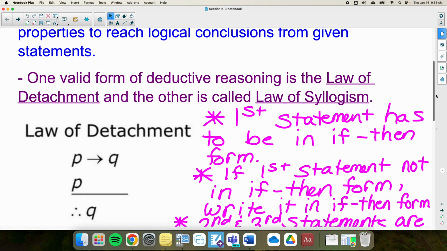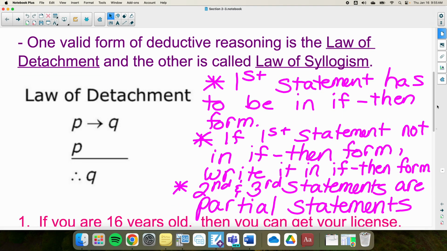So the first thing that I'm gonna do is explain the two different laws that we're doing today. So please listen to this. The first kind of law that we're gonna learn is called Law of Detachment. And what's gonna happen in this is your first sentence is going to be an if-then form. If it's not, then you have to write it in if-then form. So P, this means if P then Q. So it has to be in if-then form, okay?